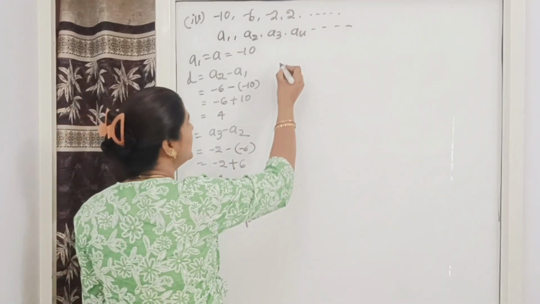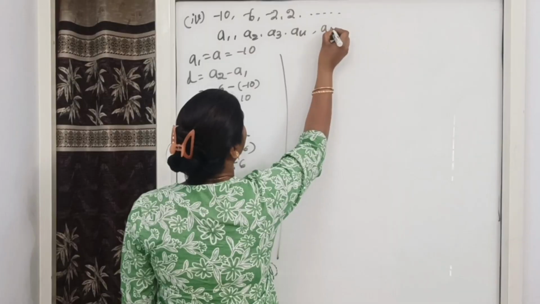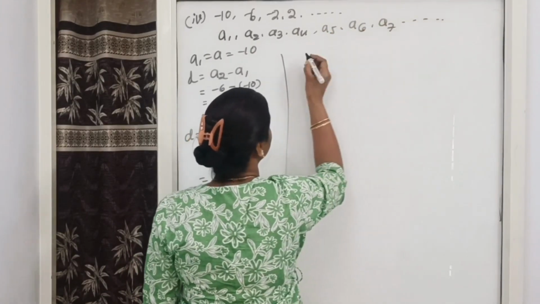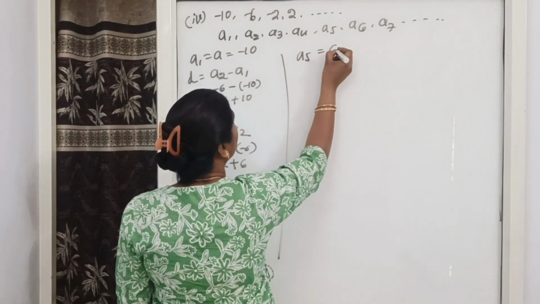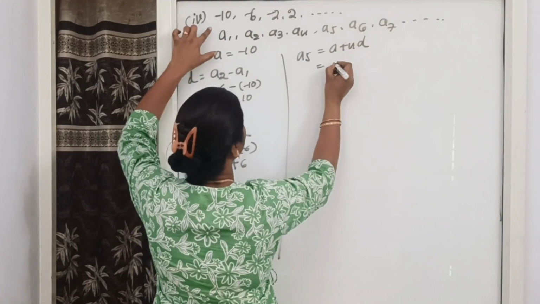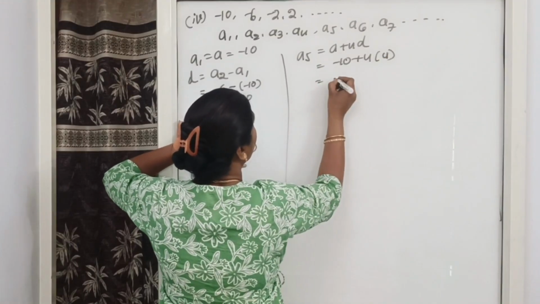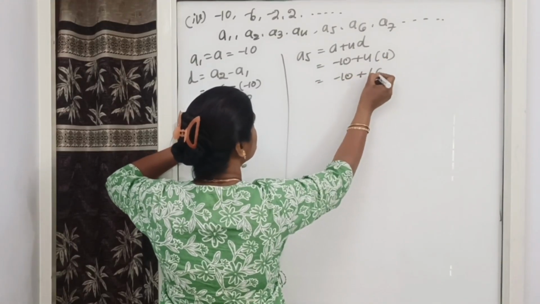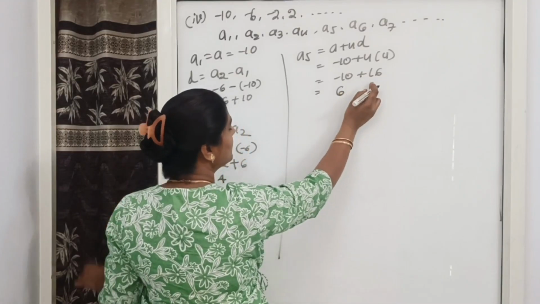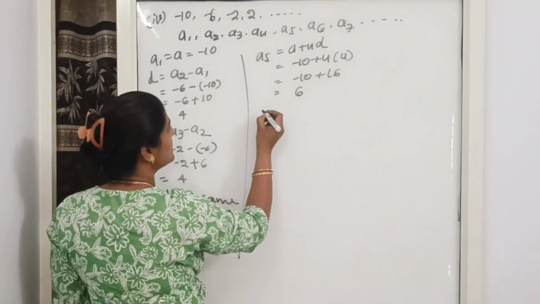So let's form the next 3 terms. That is A5, A6, A7 continuation. So how to find A5? A plus 4D. So that is A term is minus 10 plus 4 and D is again 4. Minus 10, 4 4s are 16. 16 minus 10 is 6. The negative value is the less only, positive value only greater, that is why only 6.